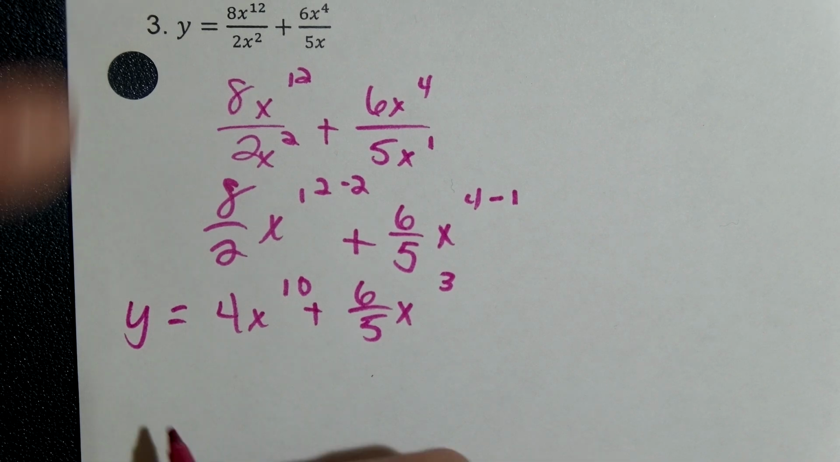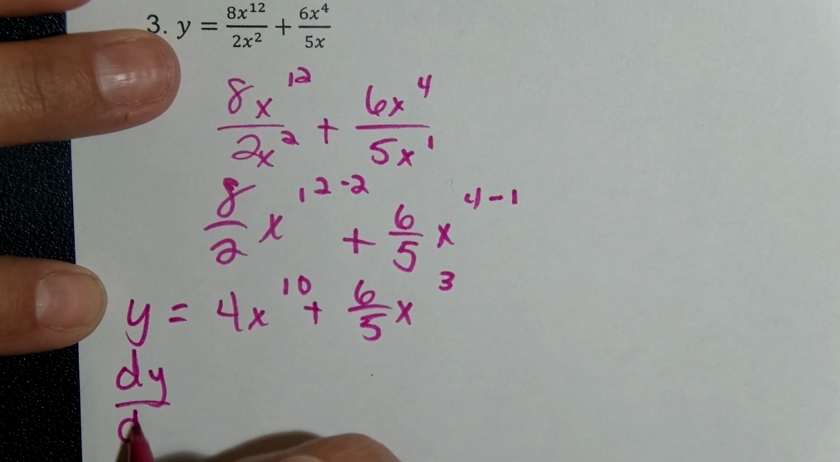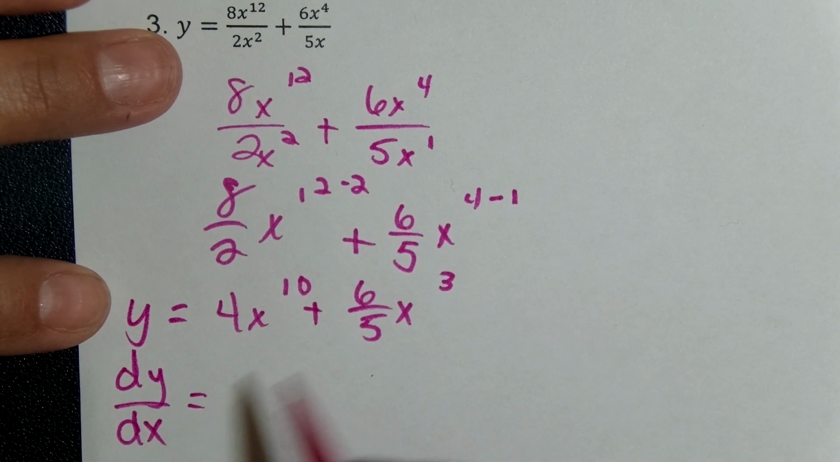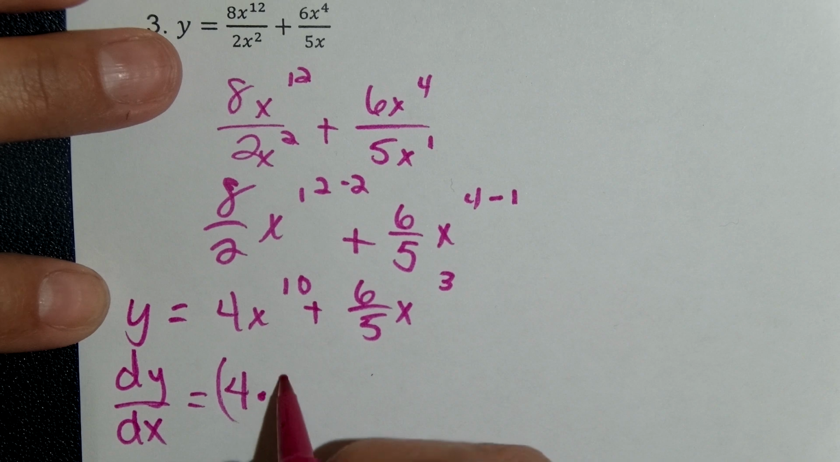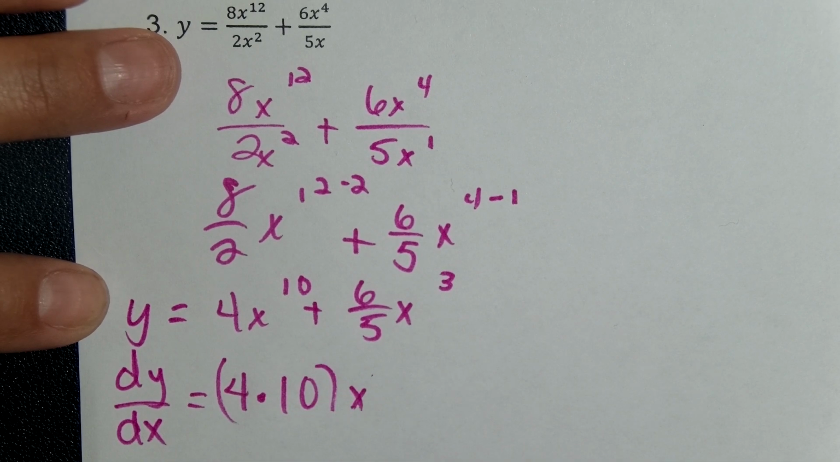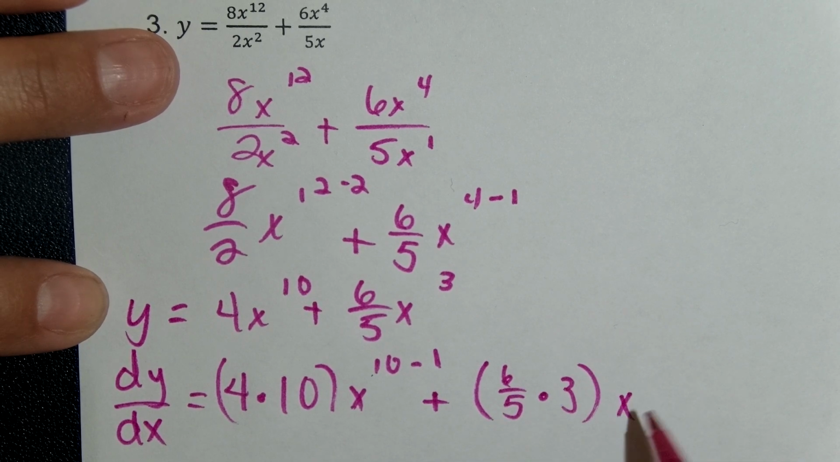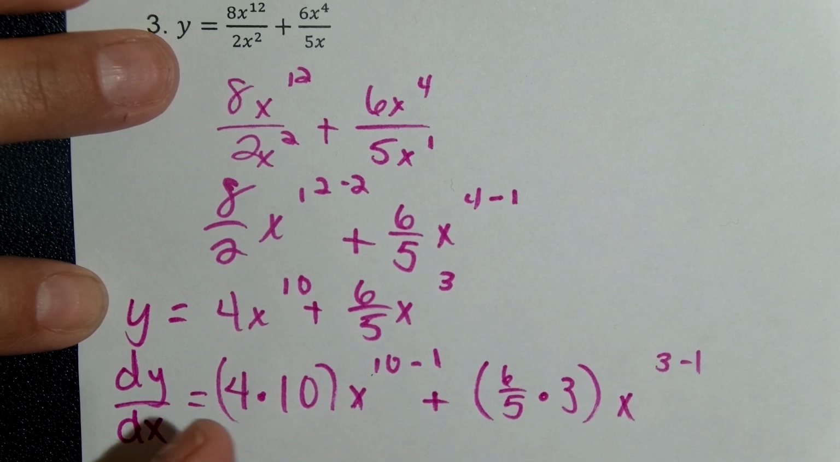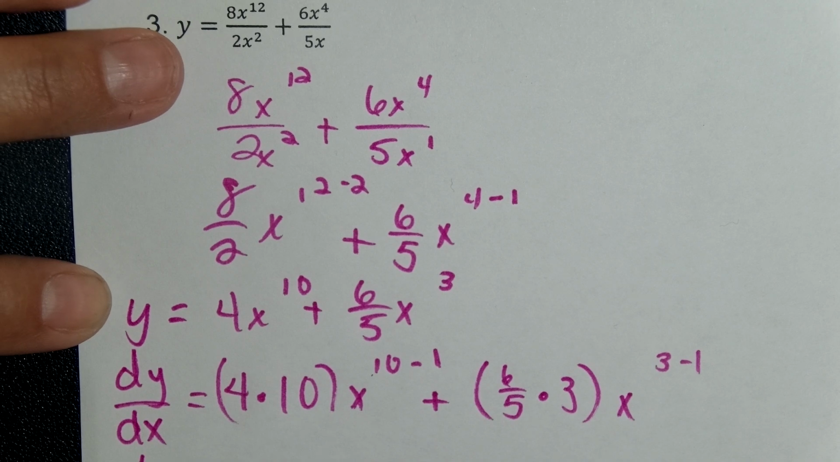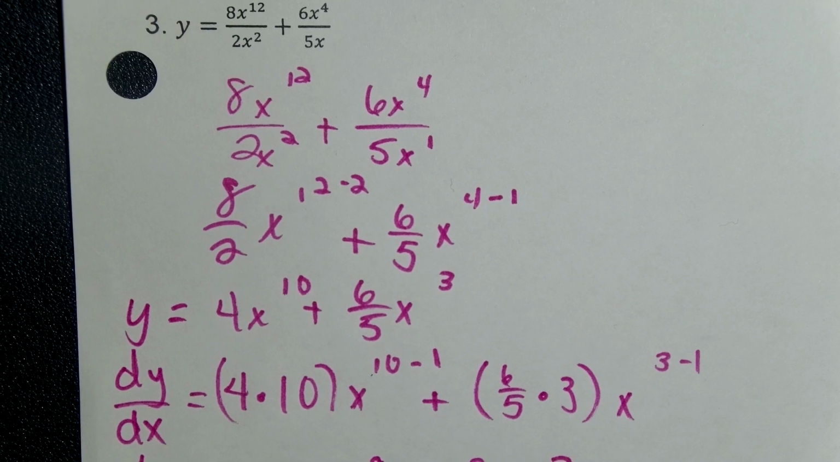You want to do it again? Okay, go ahead. dy by dx. Good use of notation. Very good. Equals 4 times 10. Okay. Then x to the 10 minus 1. Plus, in parentheses, 6 over 5 times 3, x to the 3 minus 1. And then dy over dx equals 40x to the 9 plus 80 over 5, x to what? x squared. Very good.